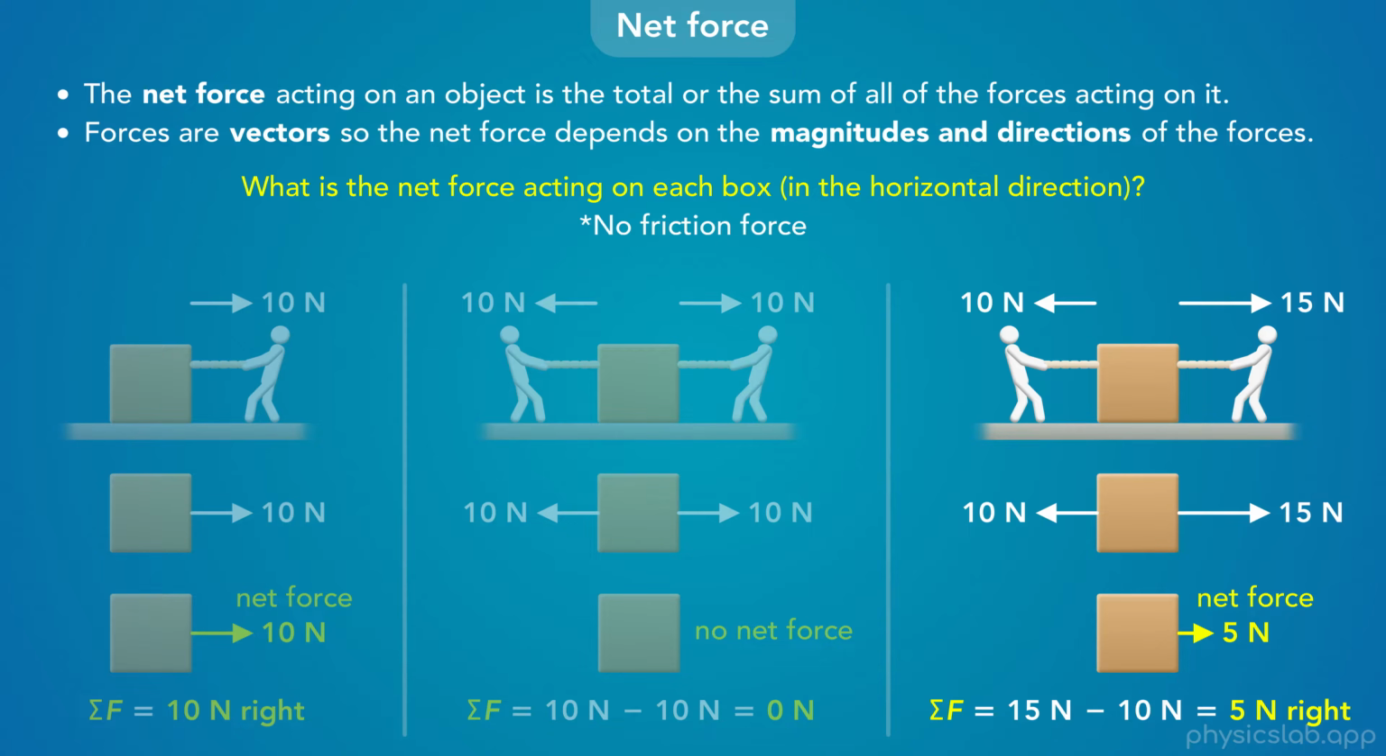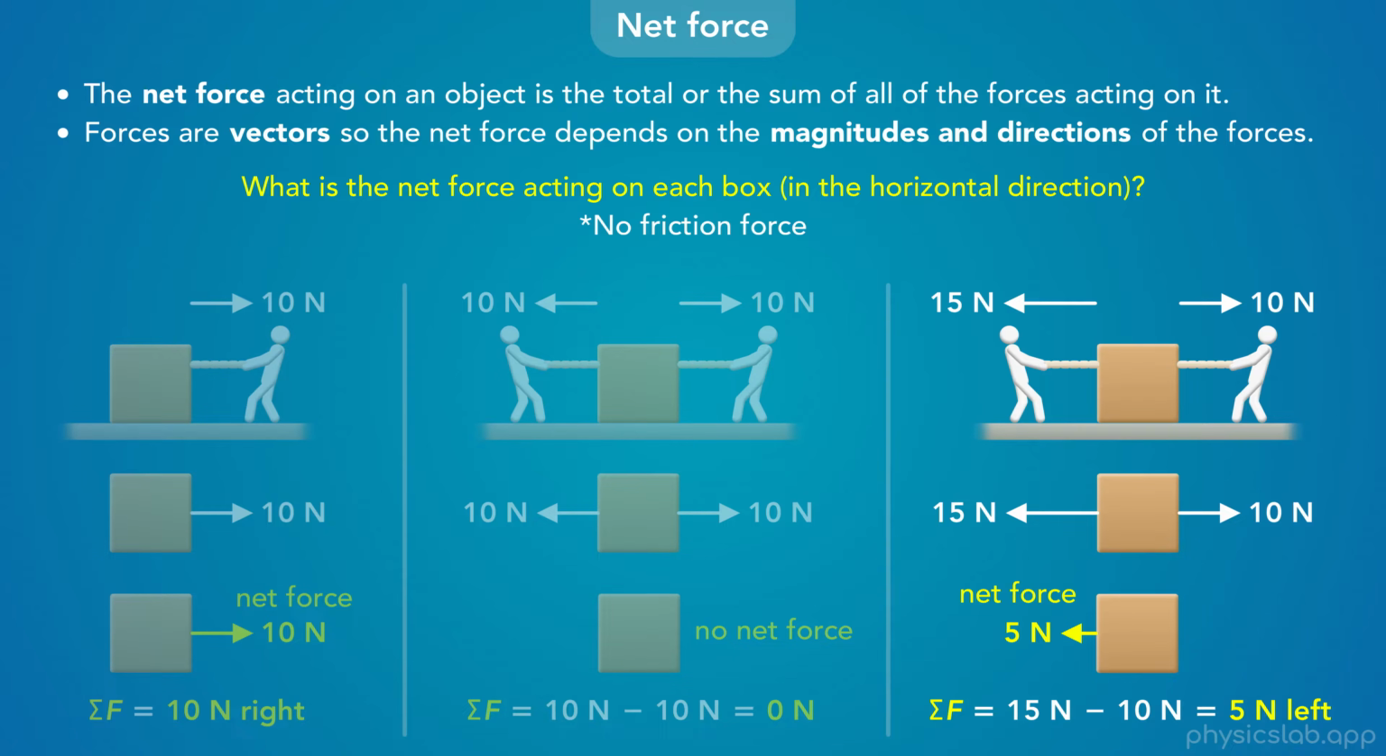We could think of the left force as canceling out 10 newtons from the right force, so we're left with 5 newtons on the right. If the forces were switched, and the left person was pulling harder, then the net force would be 5 newtons to the left. So those are the net forces on each box.